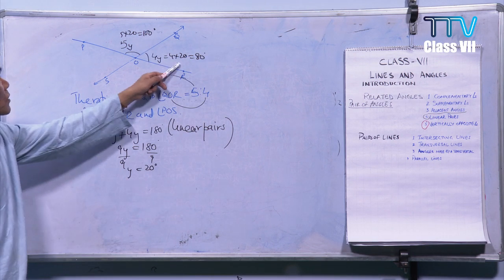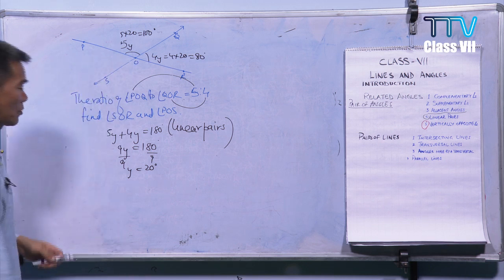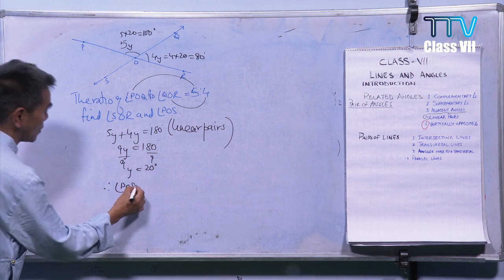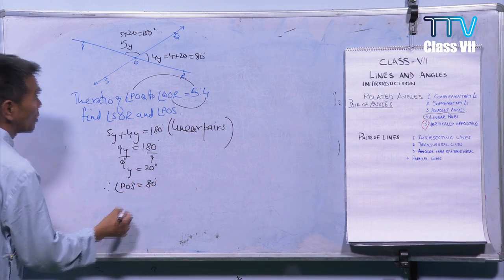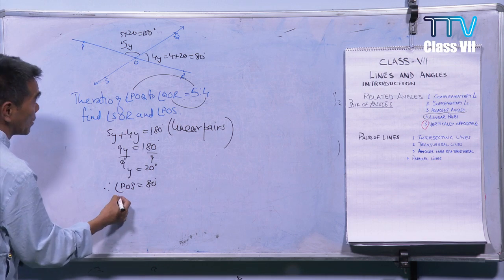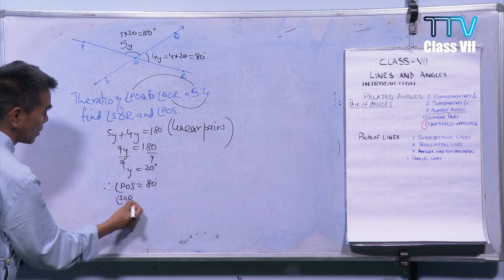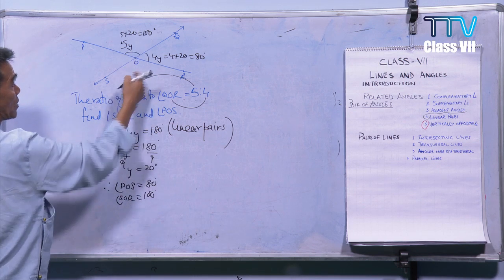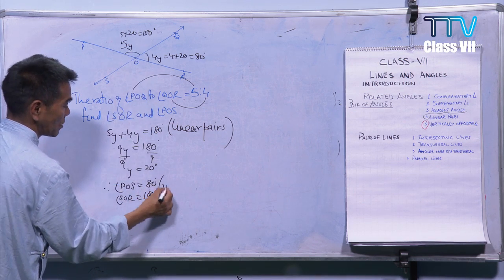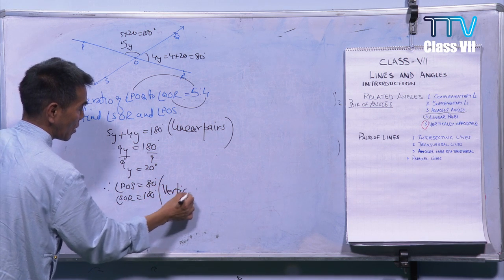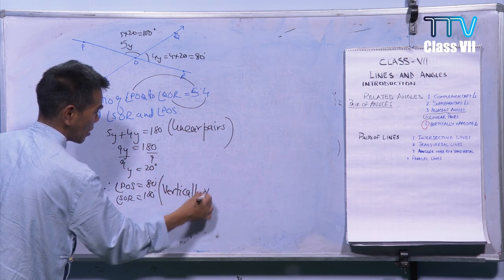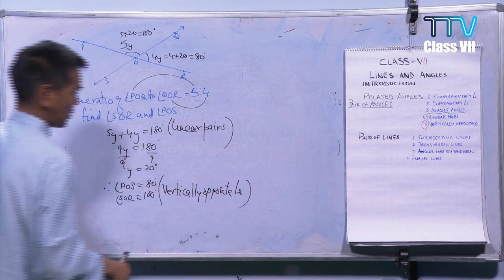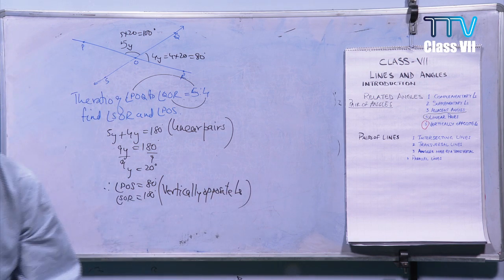Now, 80 degrees, this is angle POS. Therefore, angle POS is equal to 80 degrees because these two are vertically opposite angles, and angle SOR is equal to 100 degrees because these two angles are vertically opposite angles. So this much for the opposite angles and the pair of angles.